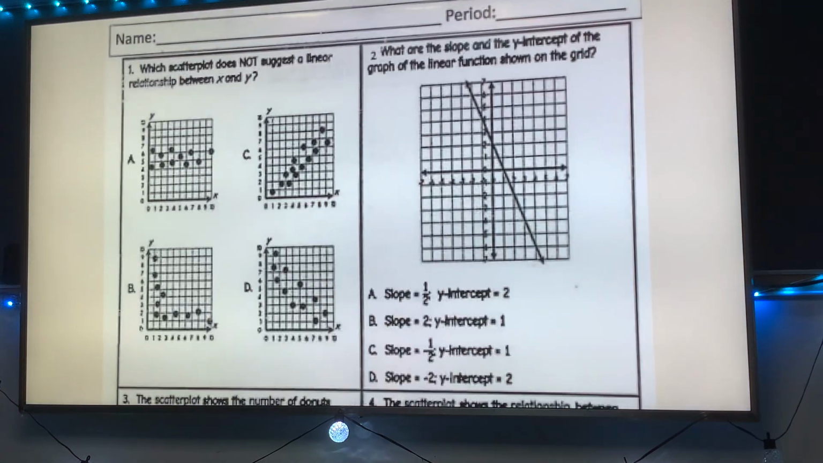Okay, number one, back to what we did Thursday. Which of these does not suggest a linear relationship? B is correct. Now, these are how you would see them on the STAR test. They're probably going to be the drag and drops.